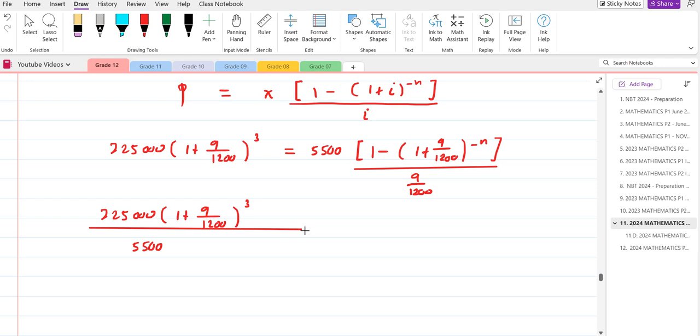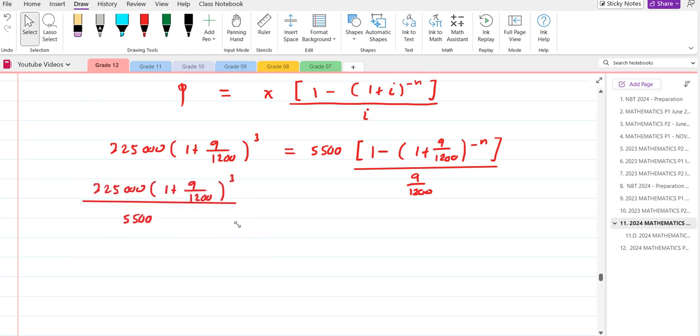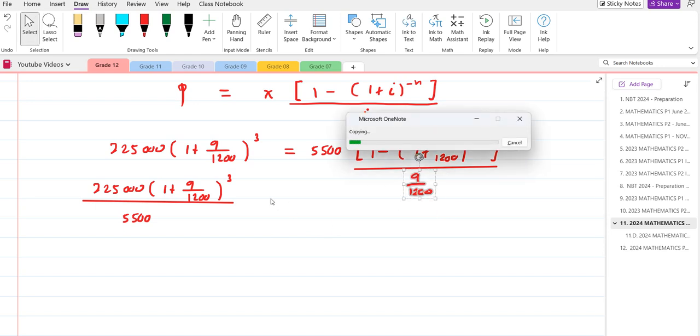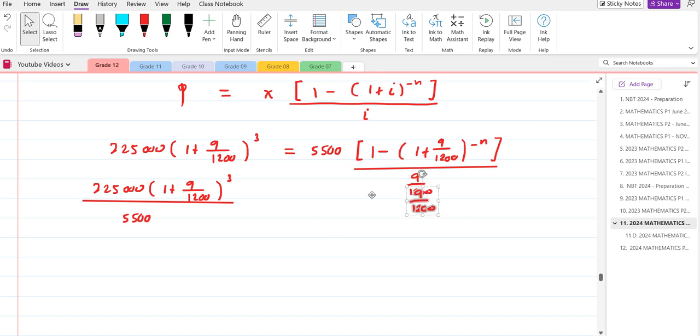And then obviously multiply by 9 over 1200, kind of like cross multiplying here, and multiply by 9 over 1200, just copying and pasting, right? Cross multiply, divide, and then cross multiply. Alright, so multiply by 9 over 1200, and we're going to see what we're getting here.